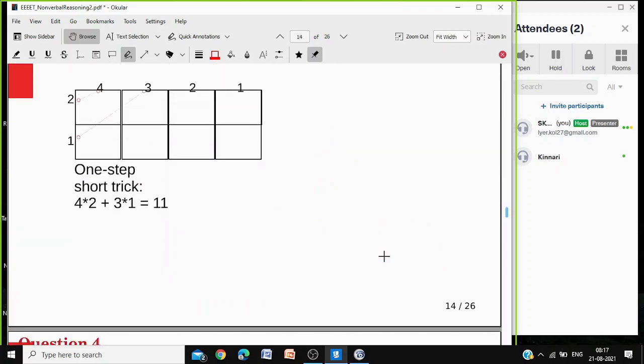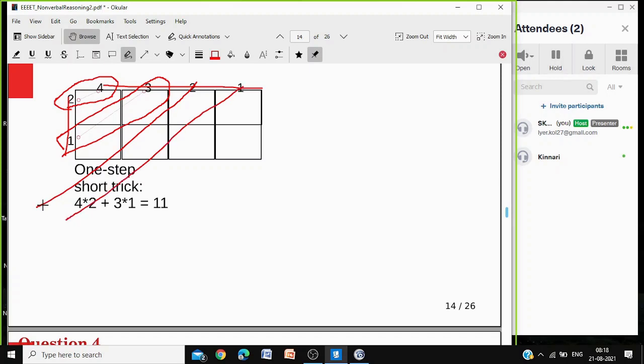Now the shortcut, see the same shortcut, 4 3 2 1, and here you'll get only 2 and 1. So multiply this one and multiply this one and add, because for the others there are no numbers to multiply. So what you are doing is 4 into 2 and 3 into 1, that is 11.